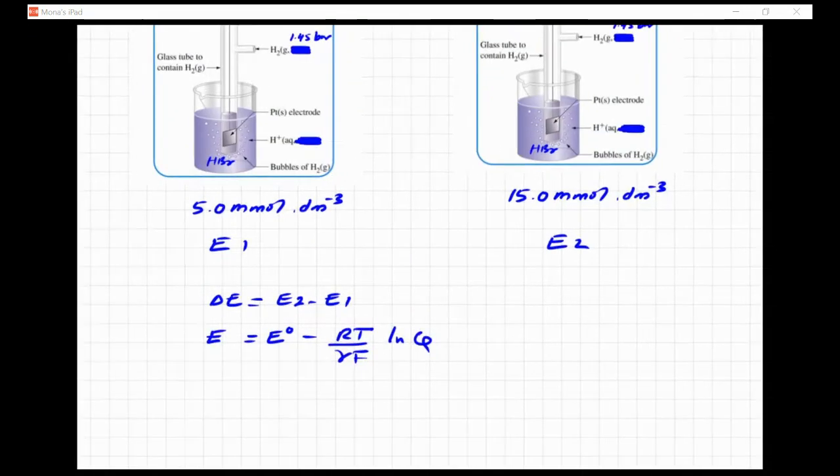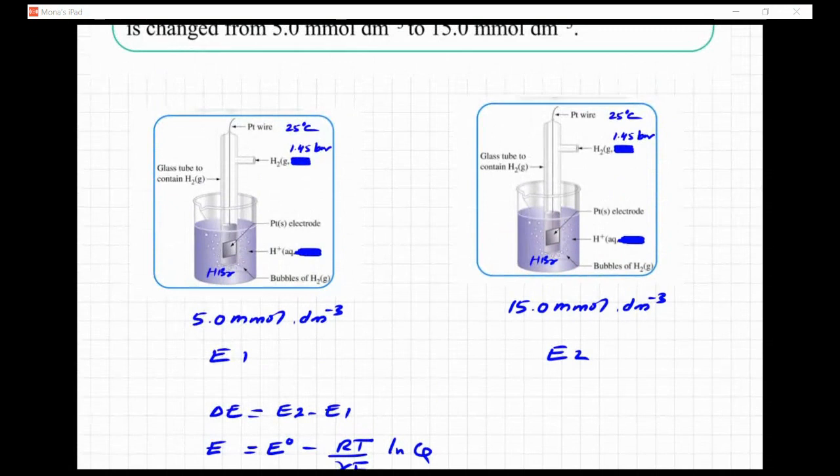Now, why am I talking about the quotient? Because when I change the concentration, the quotient will change. Now, what is not going to change? The pressure. We said the pressure is not changing, right? The same pressure in two cases. And the temperature is the same.